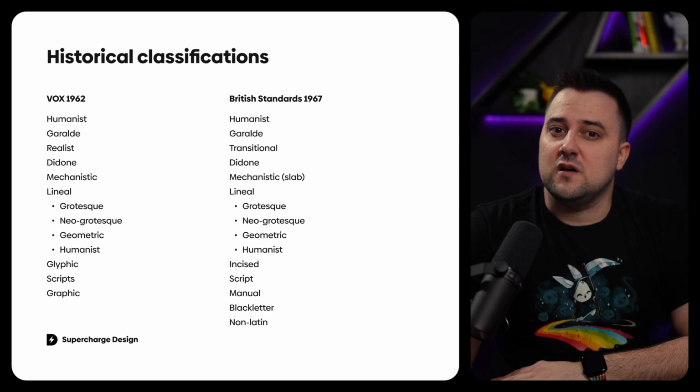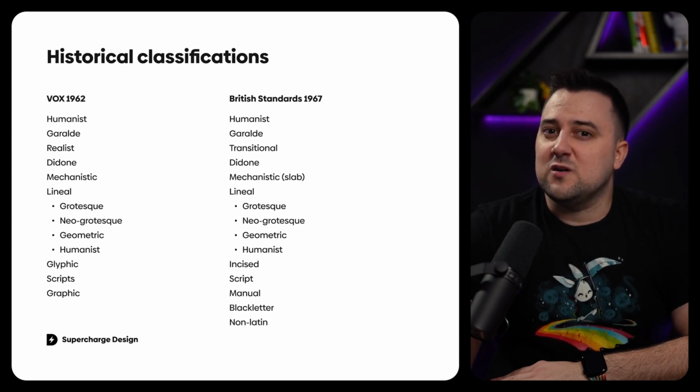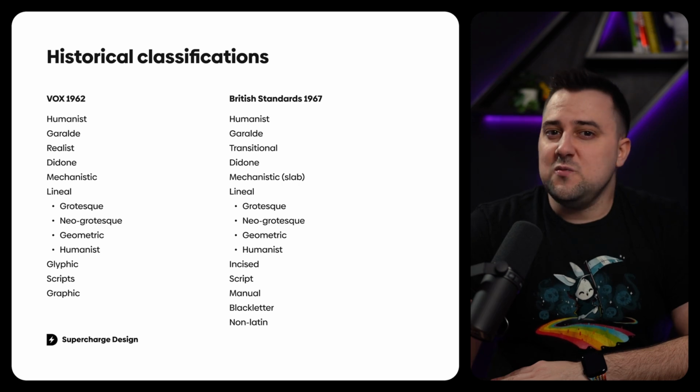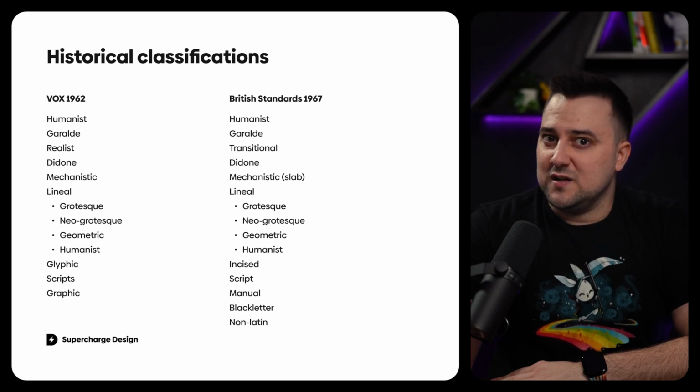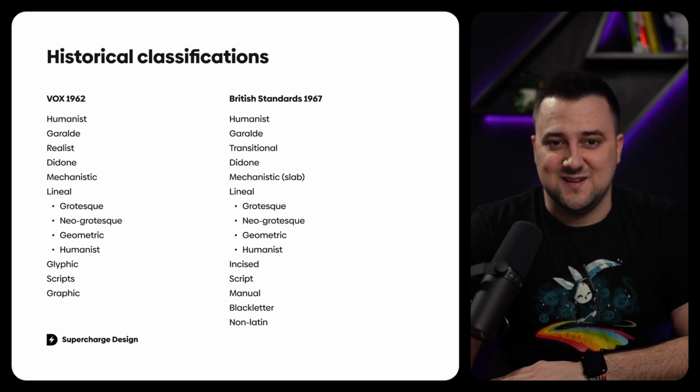Here's an overview of some of the historical classifications. You can see how overcomplex this looks. With so many typefaces, searching for the right one can be a daunting task. Misunderstanding classifications can make the whole thing even more confusing than knowing no classifications at all.